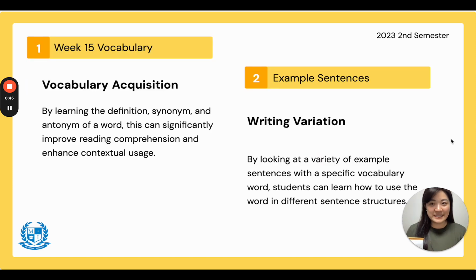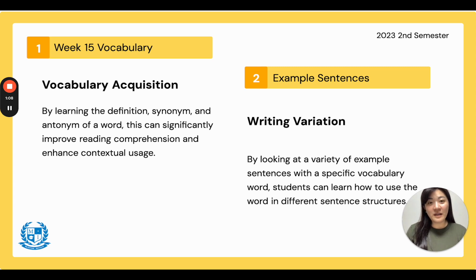So why are we doing this? First, week 15 vocabulary is for vocabulary acquisition, to gather all of our vocabulary words and to put it in our mind box. By learning the definition, synonym, and antonym of a word, this can significantly and greatly improve our reading comprehension and enhance our contextual usage.